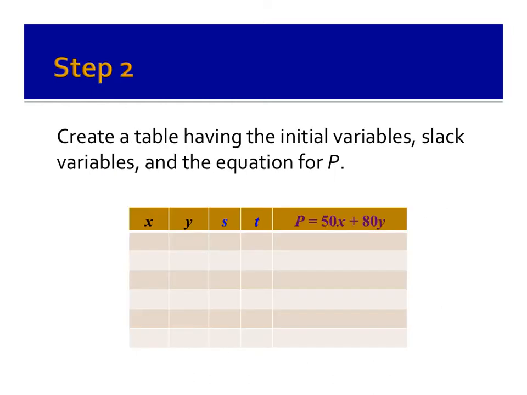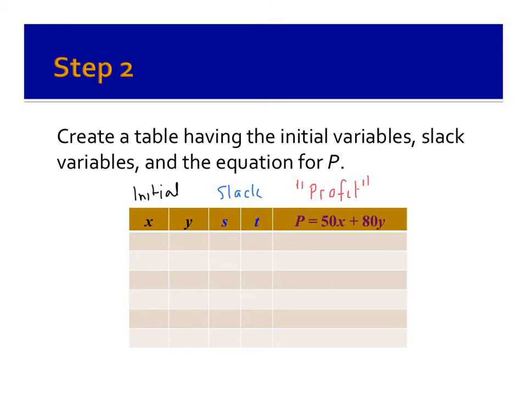All right, next step, we're going to create this table. Notice that in this table, you do have the initial variables here, so these are the initial variables. And then here you have the slack variables. And then here you'll have, I'm going to call this the profit. This is what you want to maximize. So this is the profit, so to speak. Okay, so we make this table.